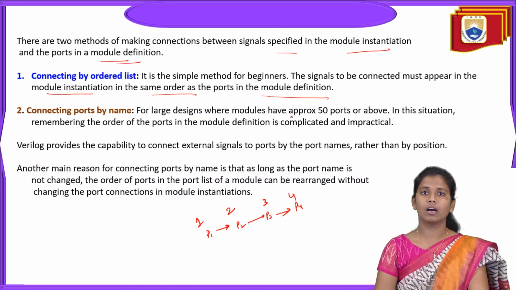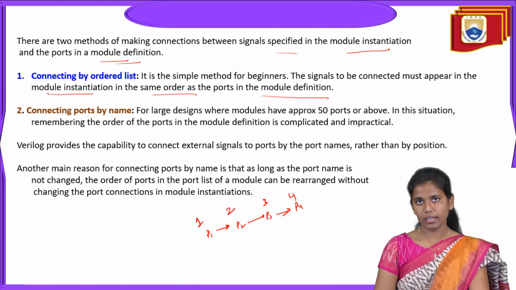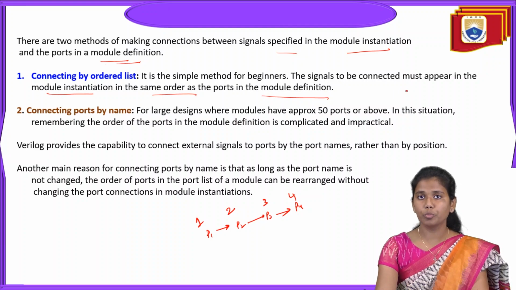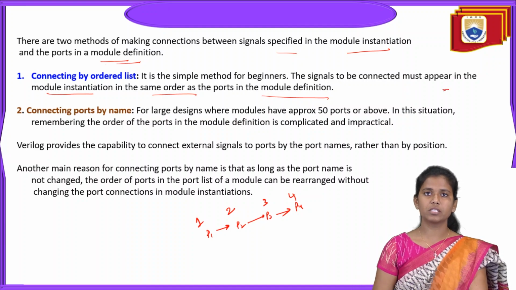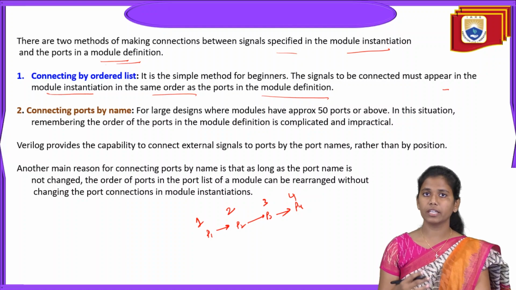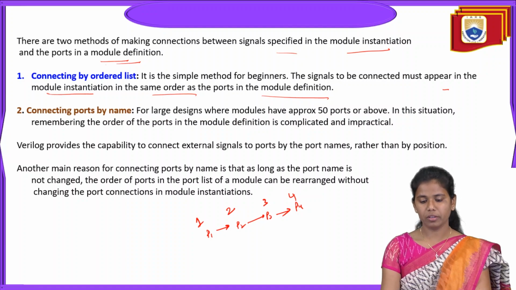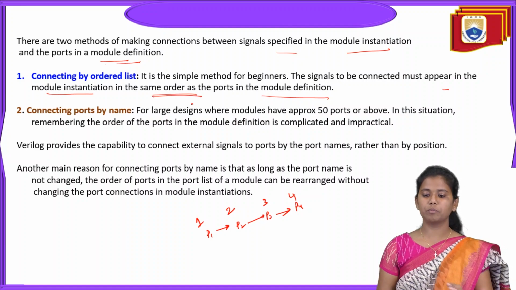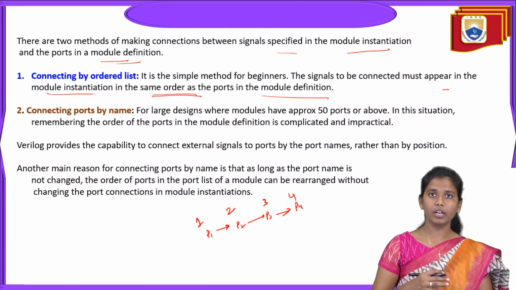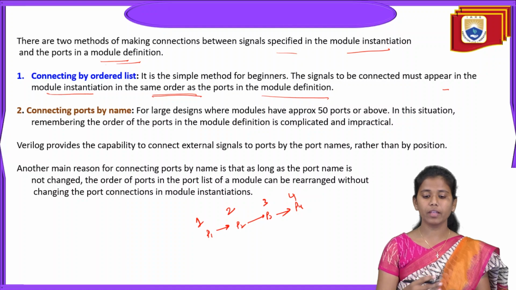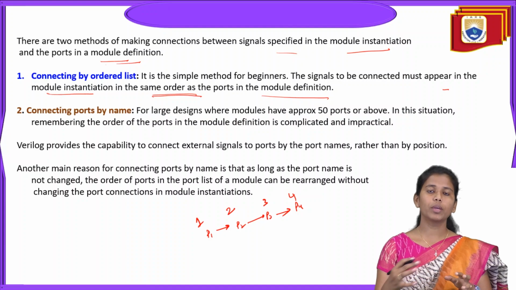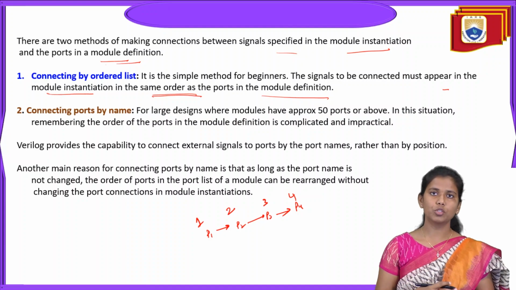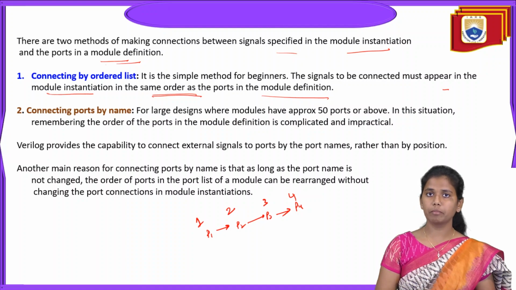So here, what are we saying about the connection by order list? The signal to be connected from the input to the output must appear in the module instantiation. So in the module instantiation itself, it should appear that there is a connection between the input as well as the output. And also in the same order as the ports in the module definition. In the module definition, it should clearly appear whether the same order is followed or not. In that way, we can make sure that there is a connection between the ports. So the best way to go is connecting by order list.